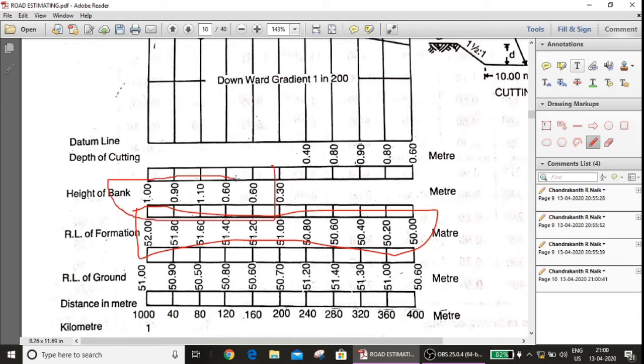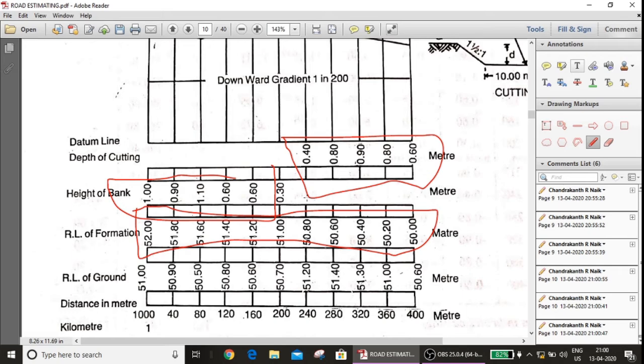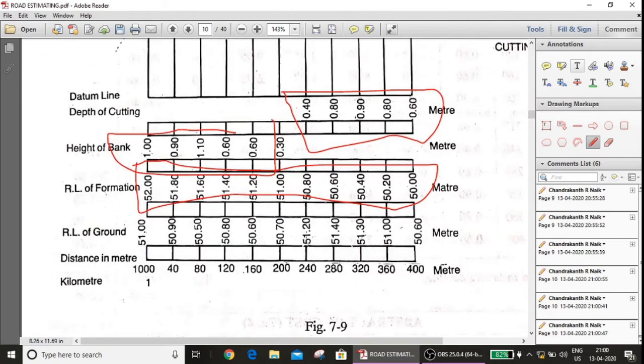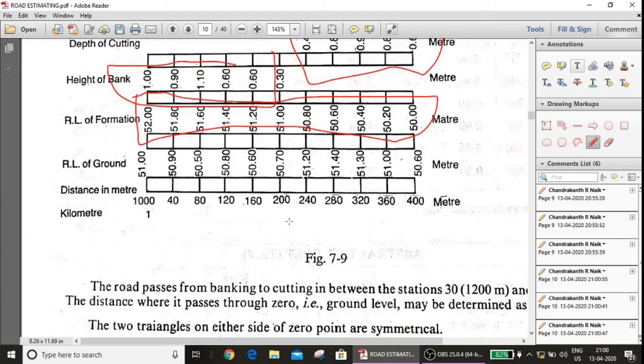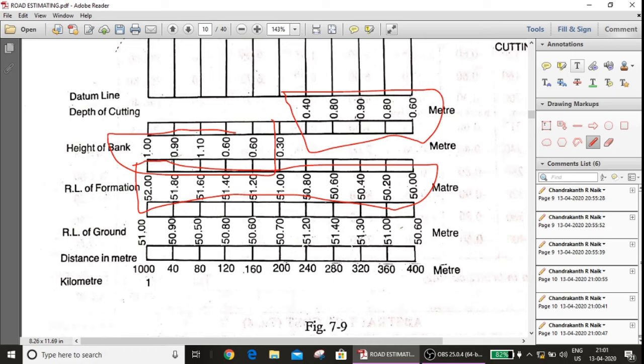If the RL of formation is lower than the RL of the ground, then it will be cutting. Okay, this is common sense. Now after this we will get the height of banking and depth of cutting. The D we will get. Yesterday we solved the problem for D, no?